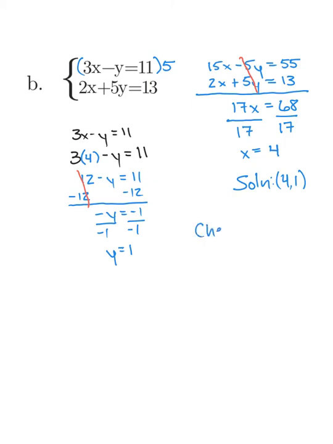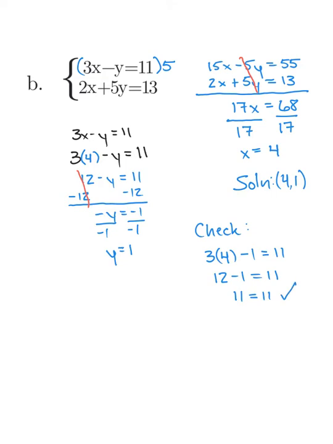We get 3 times x, which is 4, minus 1. I want to know, is this equal to 11? 3 times 4 is 12 minus 1. We get 11 equals 11, so that checks out.